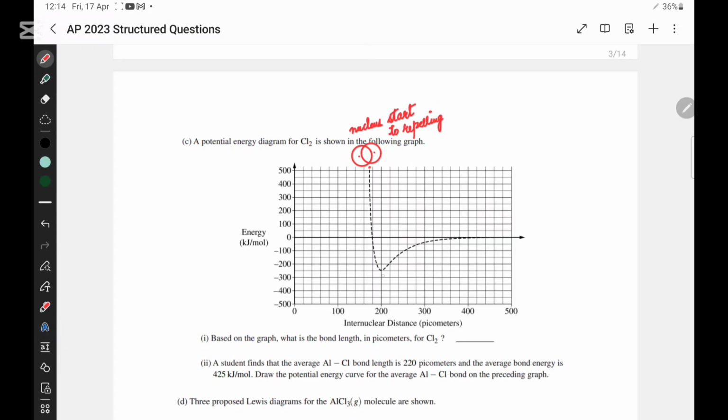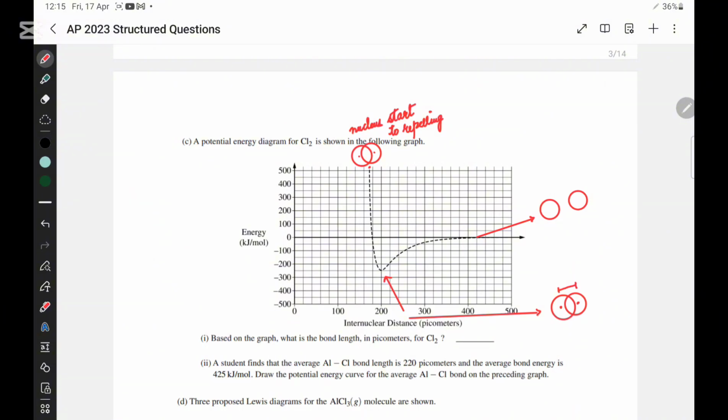And this is a point where you can see that the atoms have made a bond, and they are at the optimum distance. That is basically the internuclear distance at which they have made a bond. And then this is going to be the point where the energy is zero. That is the point where the two atoms are away from each other. This is an important concept you need to remember.